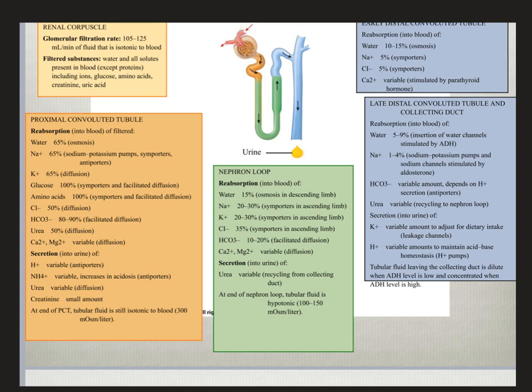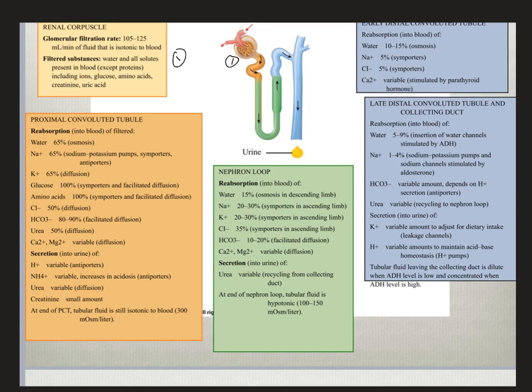This is one of my favorite tables. It summarizes pretty much everything that's going on in the entire nephron and puts it to color, so it makes it a little bit easier. So we can start at the renal corpuscle. We start right up at the top, right here, and we say that the glomerular filtration rate is about 105 to 125 mL per minute of fluid that is isotonically balanced to blood.